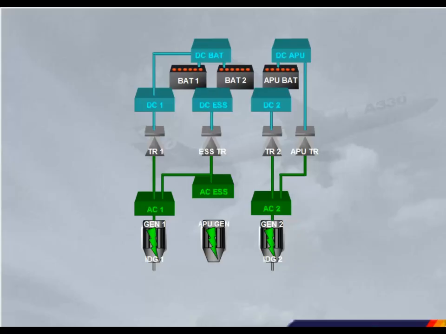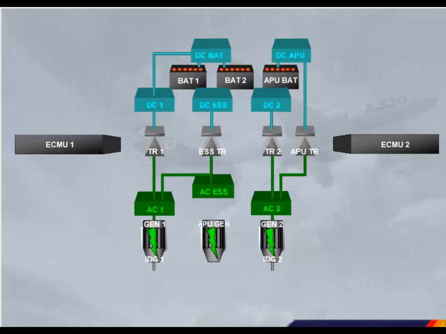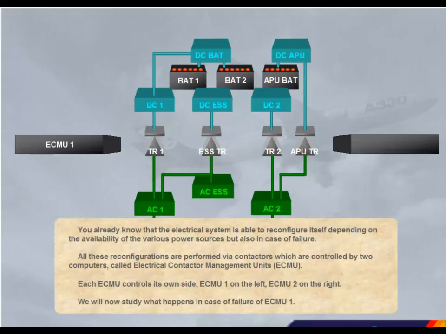You already know that the electrical system is able to reconfigure itself depending on the availability of the various power sources, but also in case of failure. All these reconfigurations are performed via contactors, which are controlled by two computers called Electrical Contactor Management Units, ECMU. Each ECMU controls its own side. ECMU 1 on the left, ECMU 2 on the right. We will now study what happens in case of failure of ECMU 1.